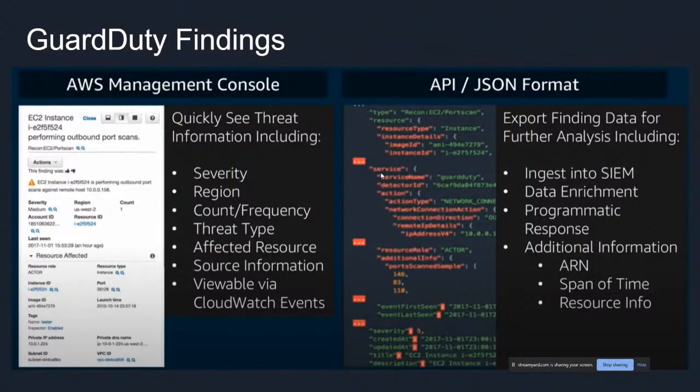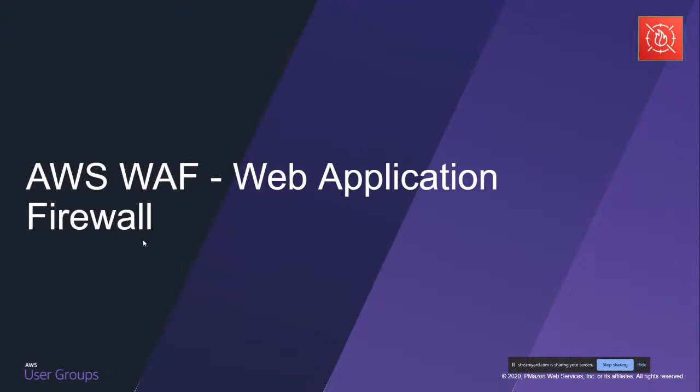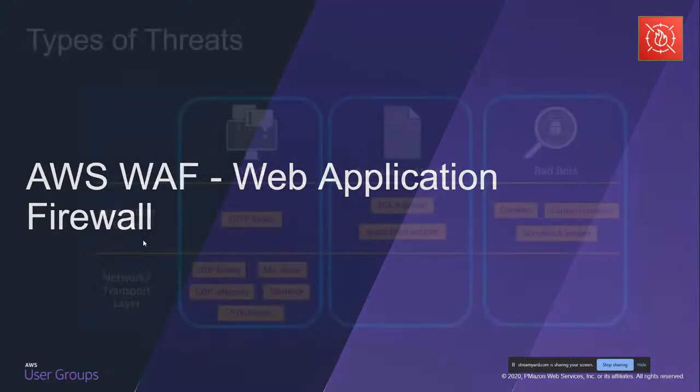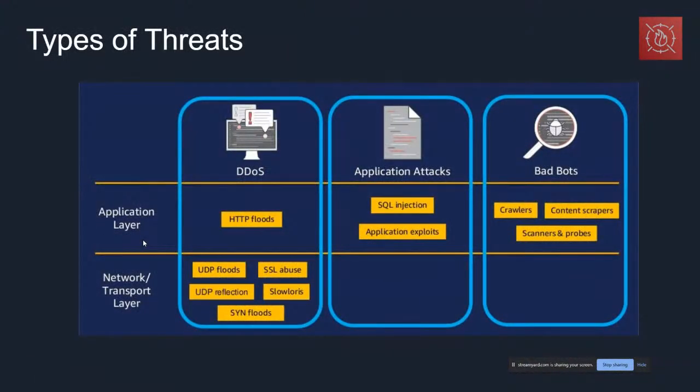So GuardDuty was basically about threat and anomaly detection within your AWS account. If something is acting weird, it informs you about it. Next, we come to AWS Firewall Services, or what we call AWS WAF, Web Application Firewall. To understand WAF, we need to understand the type of threats that usually come in when we host an application on cloud. In the OSI model, there are two layers most commonly attacked by threats. One is the application layer, layer 7, and layers 3 and 4, which are the network and the transport layer.